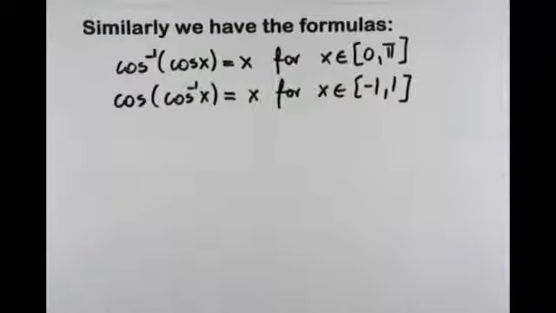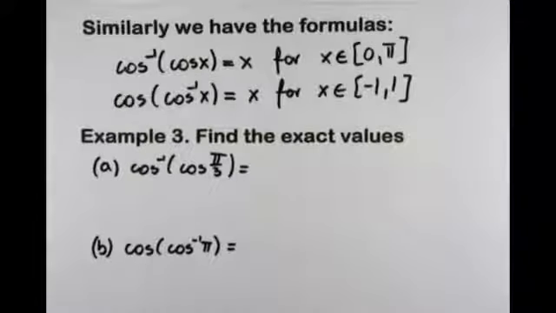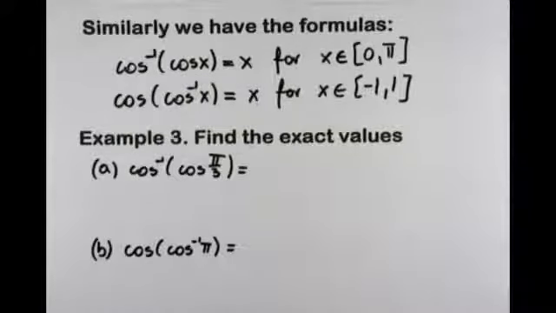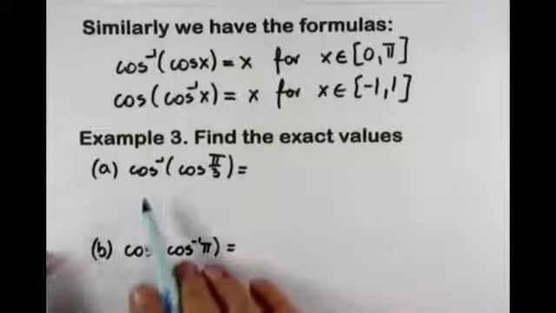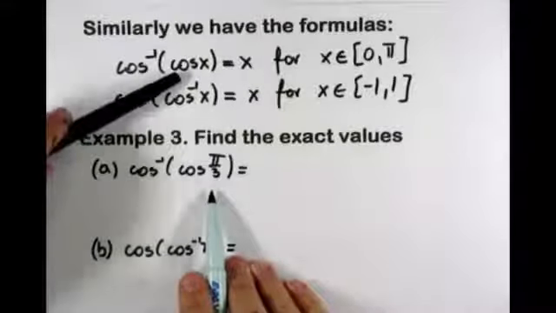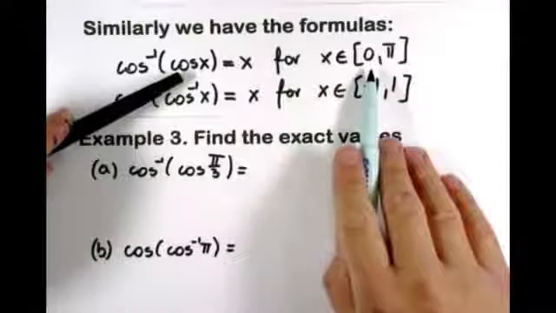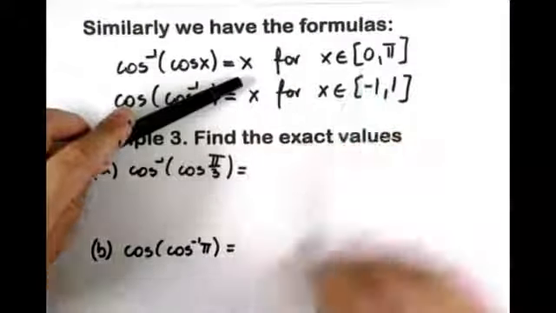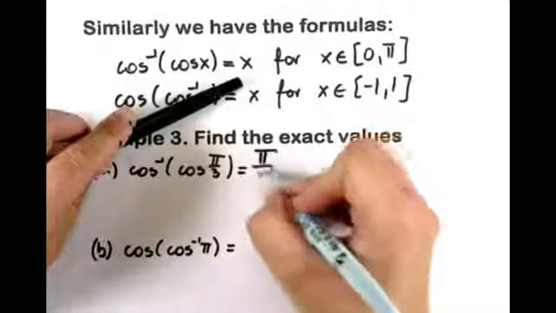And now we would like to find the exact values. We have cos inverse of cos pi over 3. Cos pi over 3 is in this interval, so the cancellation formula applies. So this one is pi over 3.